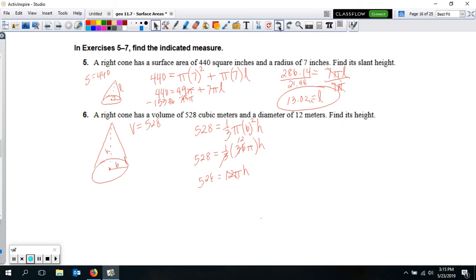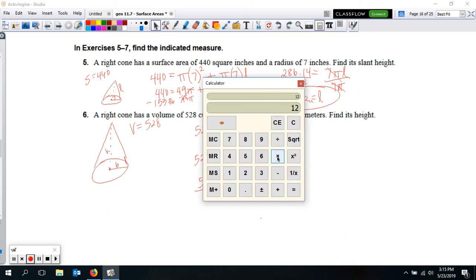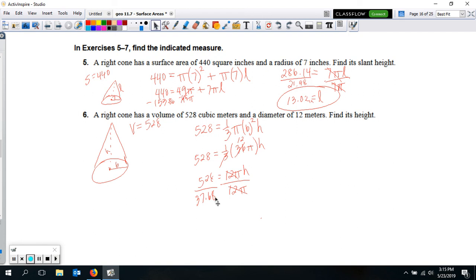And then we're going to divide both sides by the 12 pi to solve for h. And so when I do that, I'm going to have to again figure out what 12 pi is. So 12 times 3.14, that'll give me what I'm really going to divide by. So 37.68. That's going to be this number now. So 528 divided by this on our calculator will give us our answer for the height, which is 14.01. And since the diameter is in meters, our height is also going to be in meters.